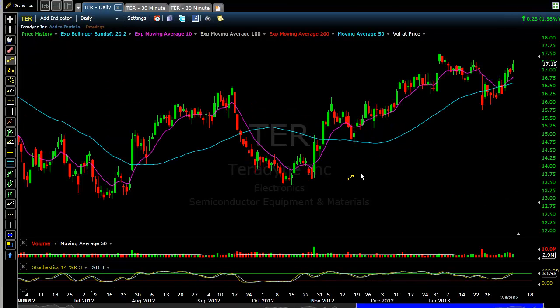In this example of Teradyne, we are in an uptrend, and we have a gap down here. Because we're in an uptrend, we're only going to fade the gap downs to the upside and take a long here. We'll ignore the gap ups.